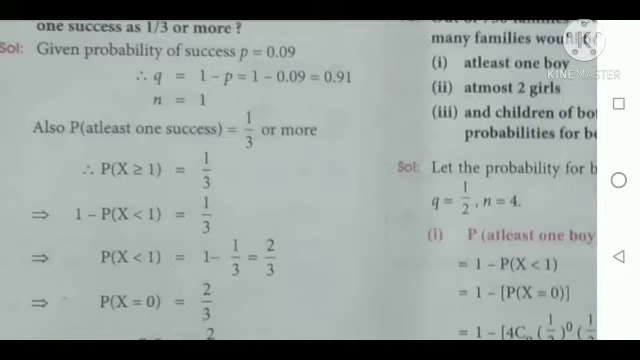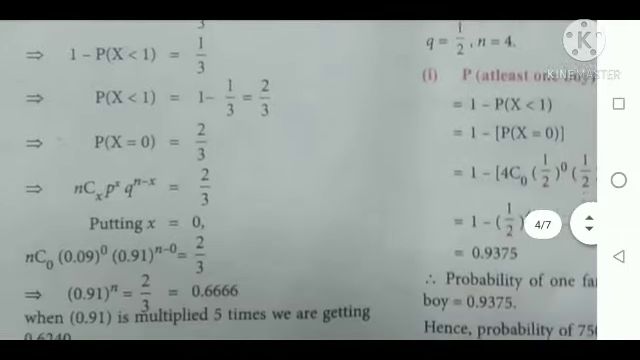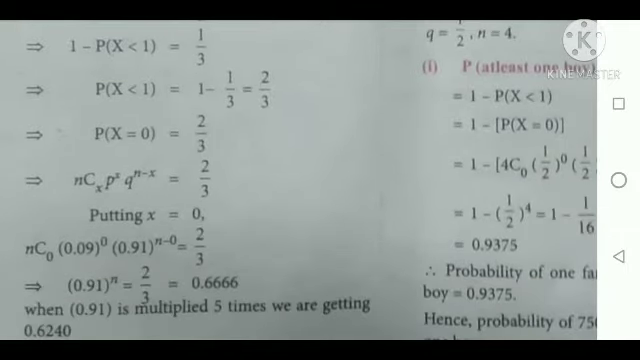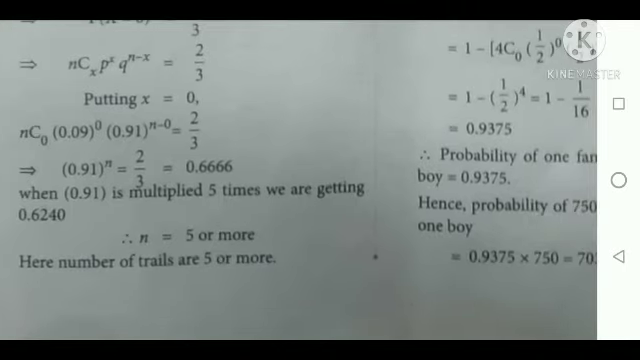So we are finding the value of N. It is 1 minus 1 by 3, it becomes 2 by 3. Then P of X equal to 0 is 2 by 3. Putting X equal to 0 in the formula NCX P power X Q power N minus X equal to 2 by 3. We are arriving at 0.91 whole power N equal to 2 by 3, which is 0.6666. When 0.91 is multiplied 5 times, we are getting the value 0.6240. Therefore it may be N equal to 5 or more. Here the number of trials are 5 or more.